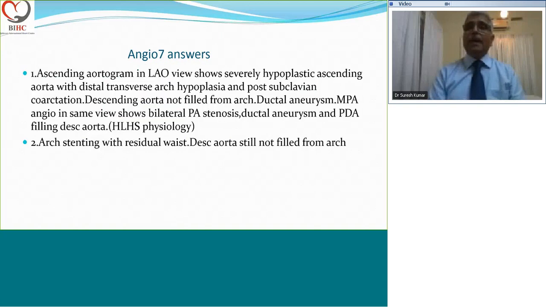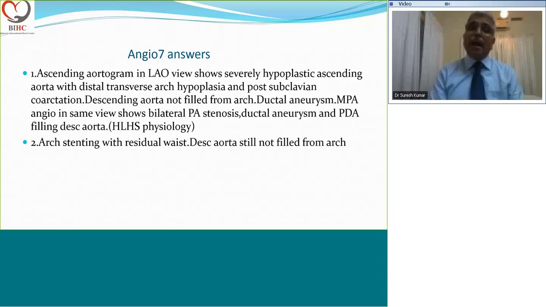The first part of the answer in the slide describes what we saw. Sujata, it's not enough to say coarctation stenting. This is arch stenting. So the procedure done is arch stenting. What the angiogram had shown was the severely hypoplastic ascending aorta with distal transverse arch hypoplasia and post-subclavian coarctation. So say hypoplastic ascending aorta with coarctation. And the descending aorta was being filled by the pulmonary artery and the ductus, with branch stenosis of the pulmonary arteries.